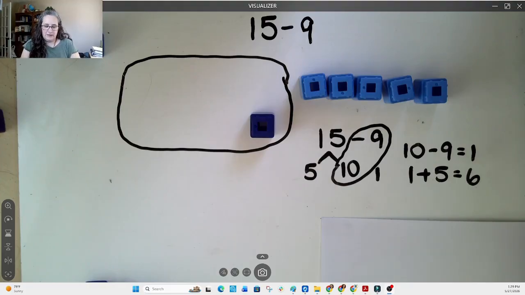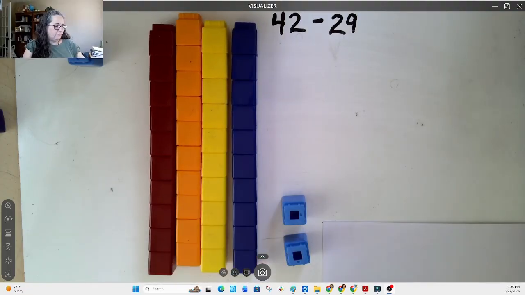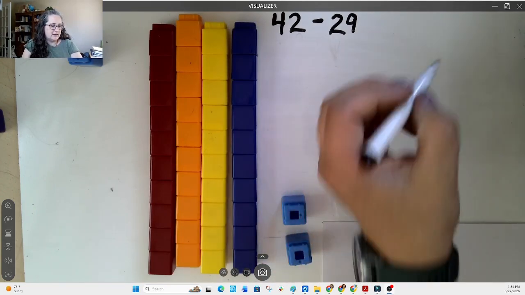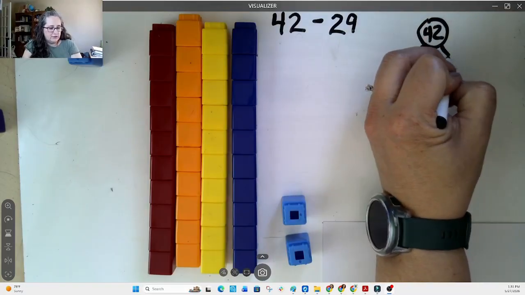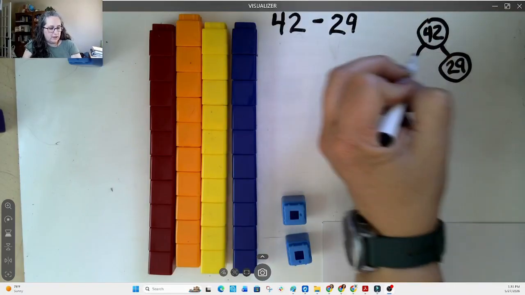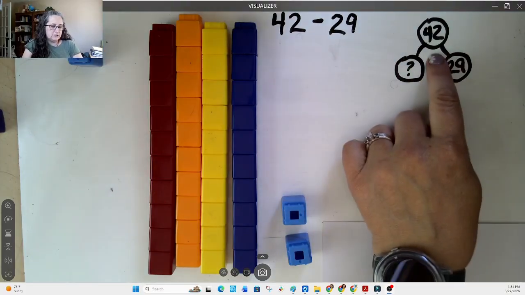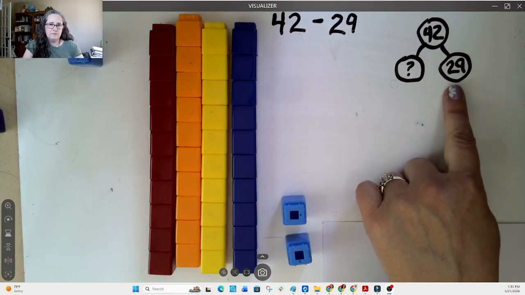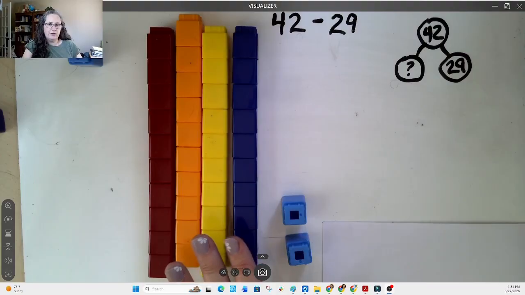Let's try one with bigger numbers. Let's try 42 minus 29. You can see I have my cubes here with 4 10s and 2 1s. Sometimes I like to remind students that when I'm doing subtraction, 42 is the whole, 29 is one part, and I'm trying to find the other part. Because 42 is the whole and 29 is a part of 42, when I model subtraction, I only need to model the whole. My 2 parts are already here.